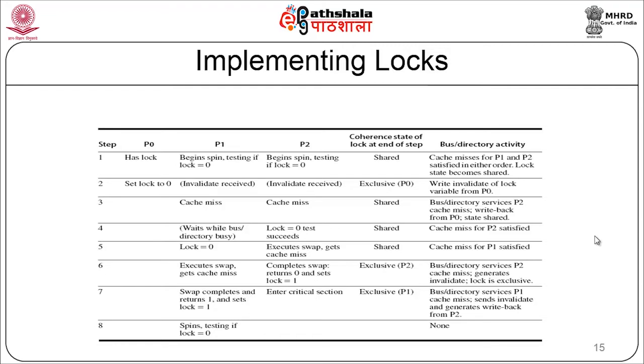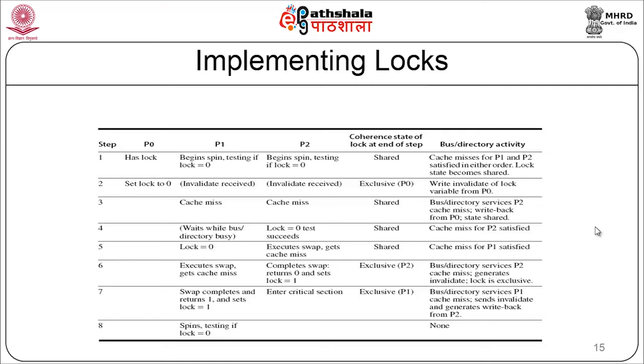So we assume that P0 has the lock and P1 and P2 are trying to get the lock for their own. When P0 has the lock, P1 begins spin testing, checking if the lock is available, that is, if it is 0. Similarly, P2 also begins spinning, testing if the lock is equal to 0. As far as the status of the lock is concerned, it is in the shared state because these processors have already read it. Now a cache miss occurs for P1 and P2, and you may decide to satisfy them in any order.